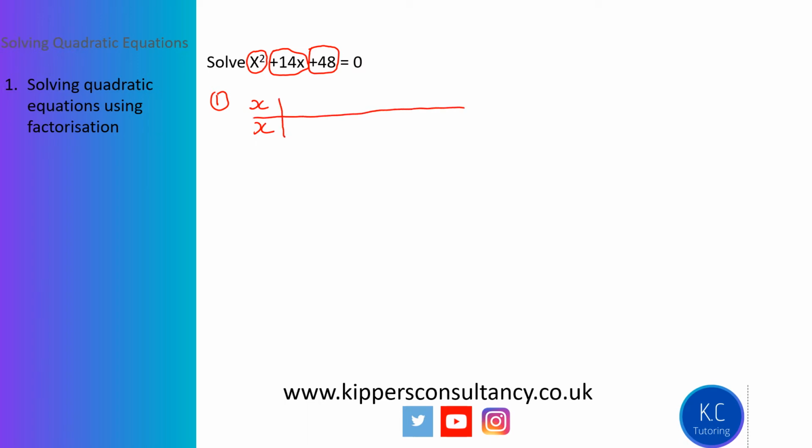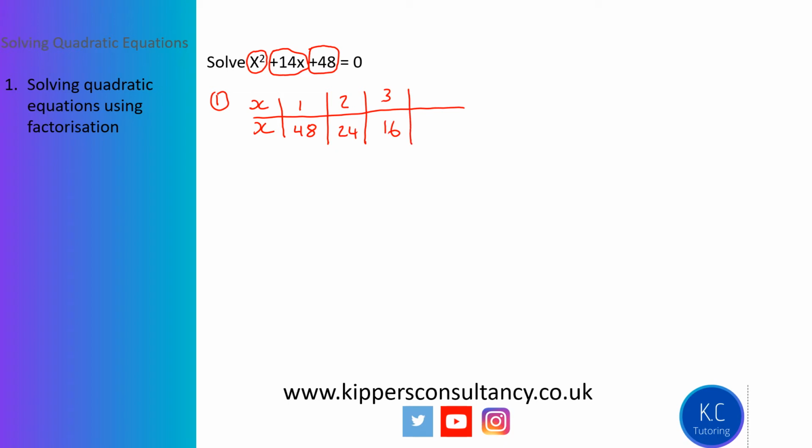The next thing we need to do is look at the number term, the plus 48, and decide what two factors make 48. So we could have 1 and 48. 1 times 48 is 48. We could have 2 and 24. 2 times 24 is 48. We could have 3 and 16. 3 times 16 is 48.